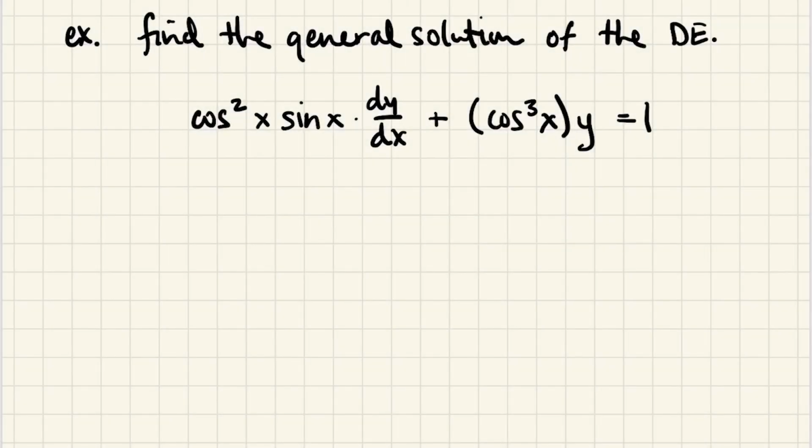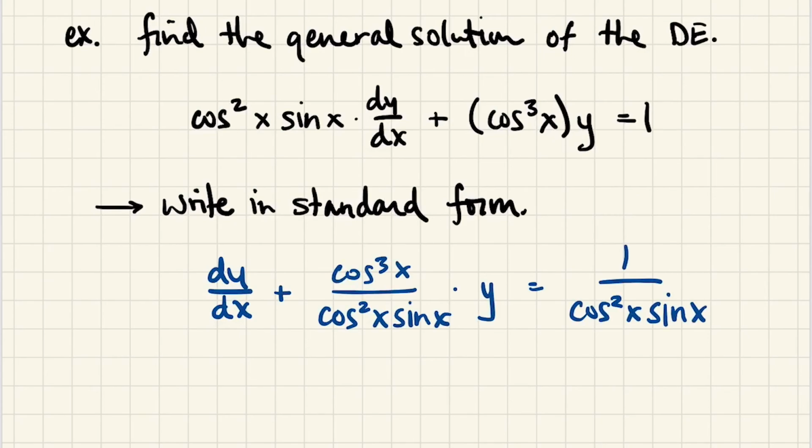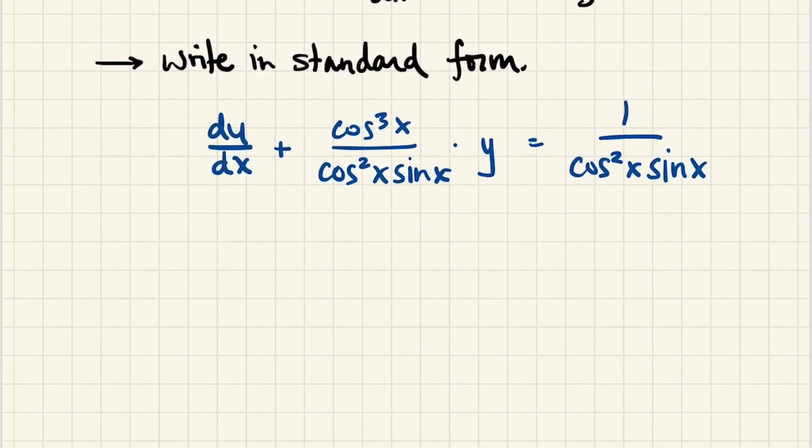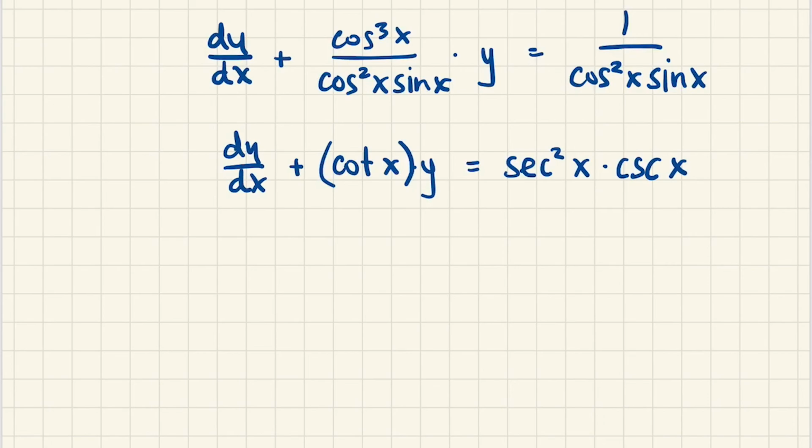All right, so first thing we should do is write it in standard form. And we'll do that by dividing everything by cosine squared times sine. Okay, we can clean this up a little bit. We have dy dx plus, well, let's see, we have cosine over sine, so that would be cotangent of x times y. And on the right, we have secant squared of x times cosecant. Okay, so this is now in standard form.